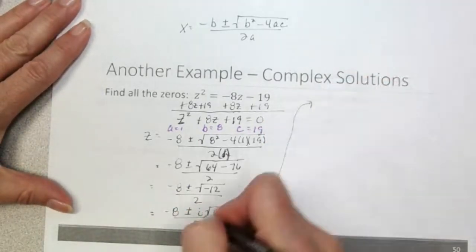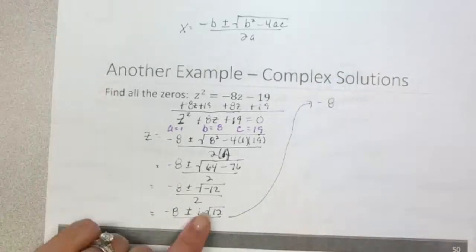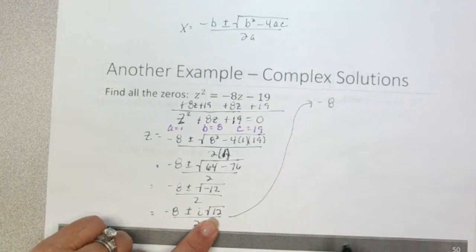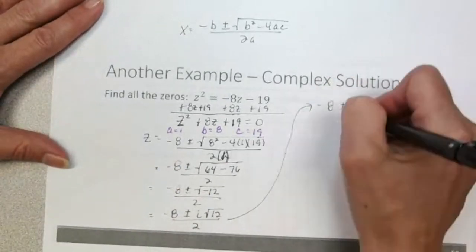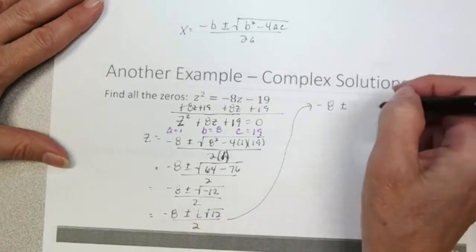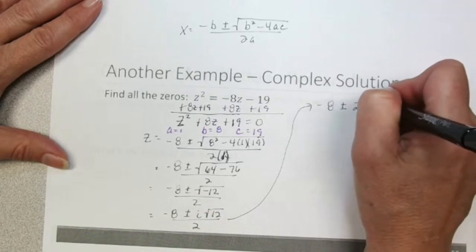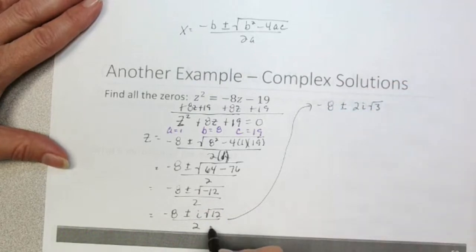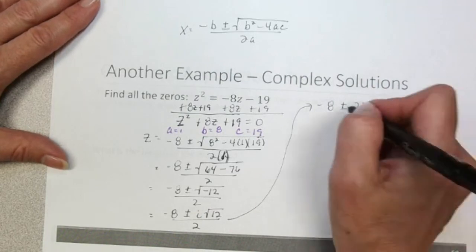Let's see. Does the square root of 12 simplify? Oh, it does. 12 is 4 times 3. The square root of 4 is just 2. Okay? So i times the square root of 12 will simplify to 2i times the square root of 3. Right? Because 12 is 4 times 3, and the square root of 4 is 2. So I can bring that 2 out.